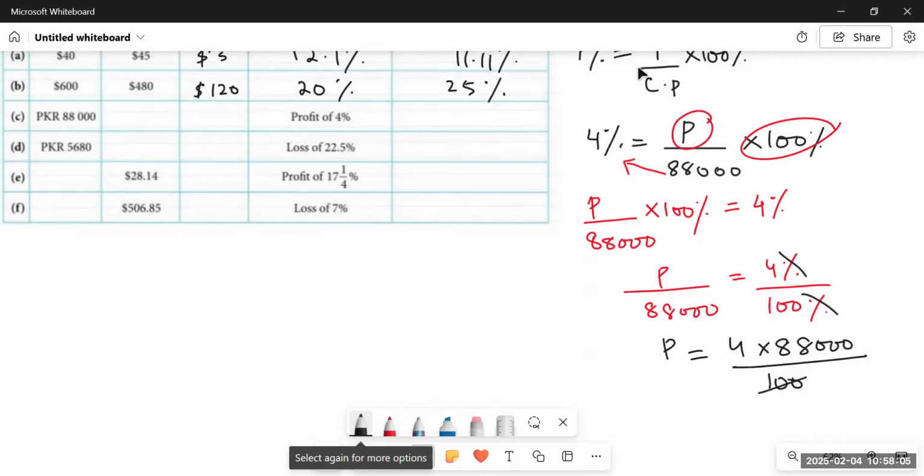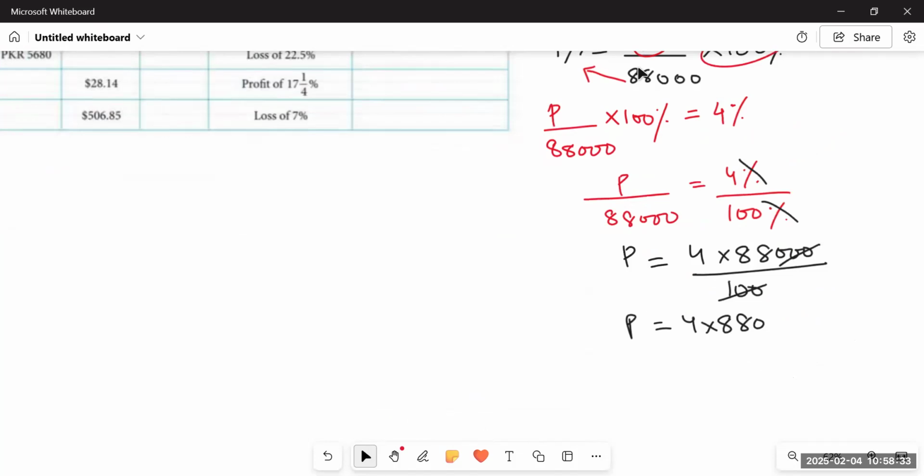So it would be 4 multiplied by 880. Simple. And here we go. So how much profit have we got? 880 multiplied by 4 is equal to 3520. It means there is a profit of 3,520. You see?